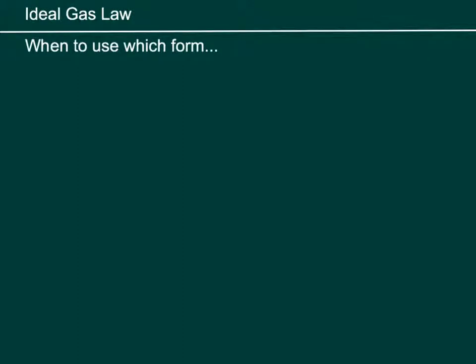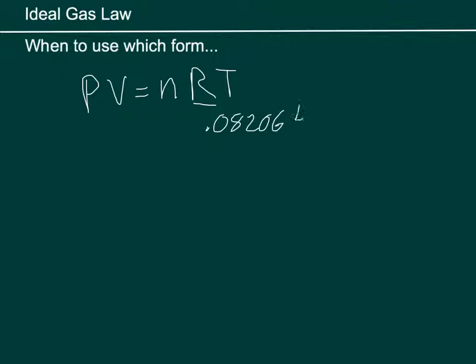Okay, so in this video we're going to talk about the ideal gas law, and in particular we're going to start off talking about when to use which form of it. What I mean by that is, keep in mind the normal ideal gas law is just PV equals nRT, where R is the ideal gas constant, 0.08206 liter atmospheres per mole Kelvin.